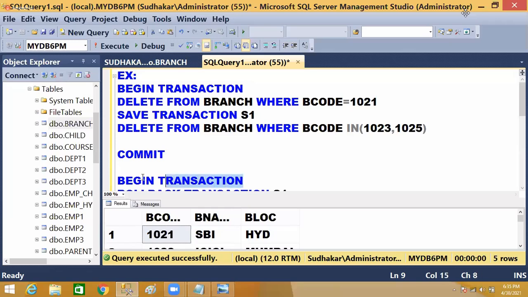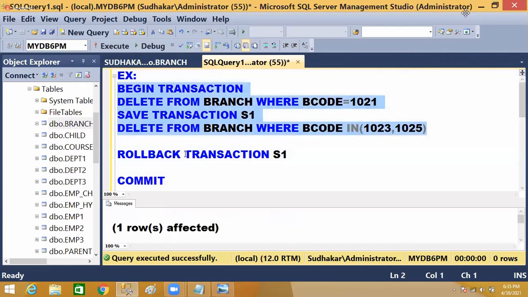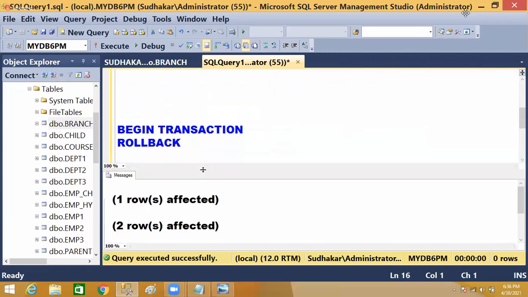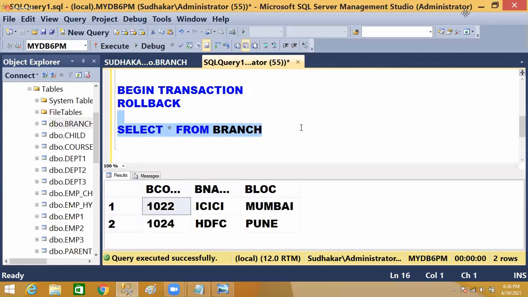Because begin transaction means it will take a new transaction maybe. Once again you can observe, because I'm using begin transaction statements, maybe it will be taking it as a new transaction. That's why it is not happening. So again, 3 records are deleted successfully.